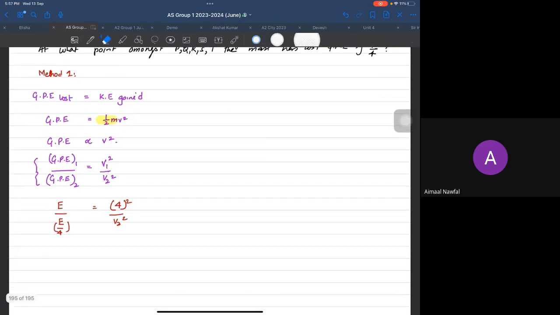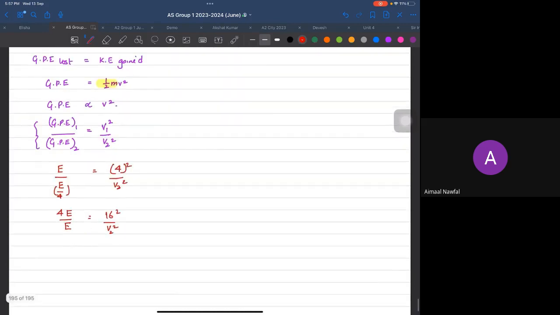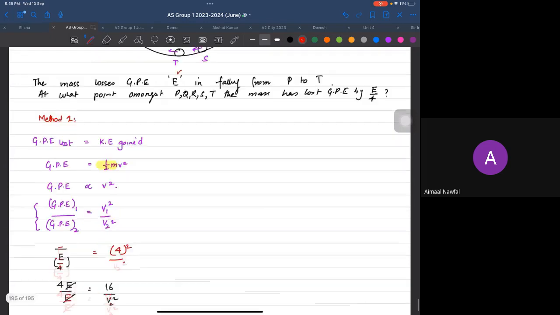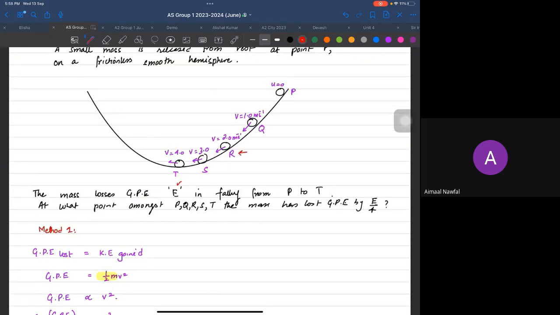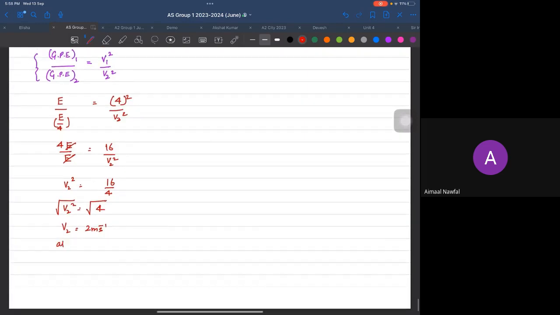So 4 will basically go on the top. So we can write 4E because it's double dividing, divided by E. 4 squared is going to be 16 times v2 squared. E and E are going to cancel out. So v2 squared is going to be, oh, I had to write 16, sorry. 16 divided by 4. So v2 squared is going to be 4. You take the root, and V2 will come out as 2 meters per second, and 2 meters per second is at R. So I can say, okay, it is at R.